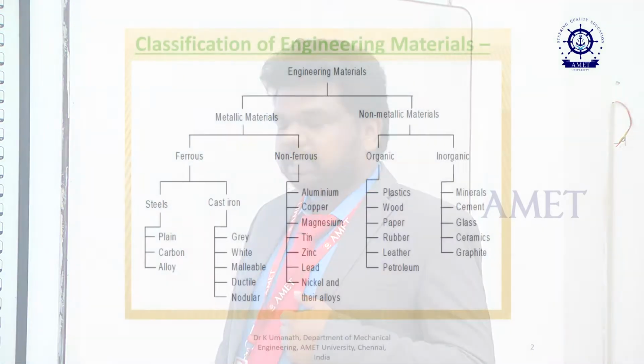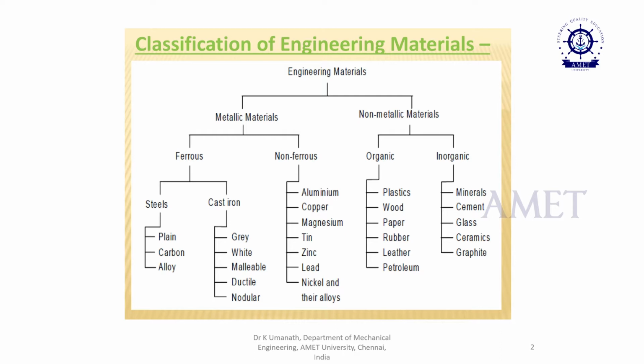If you take steel, plain carbon steel, steel alloys and alloy steels are available. In cast iron, different kinds are available: grey cast iron, white cast iron, malleable cast iron, ductile cast iron. So, these are under the metallic materials, ferrous metals and non-ferrous metals.